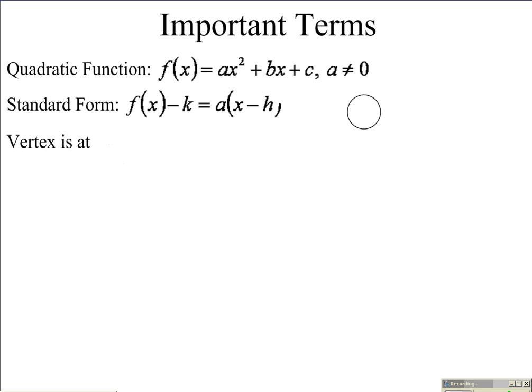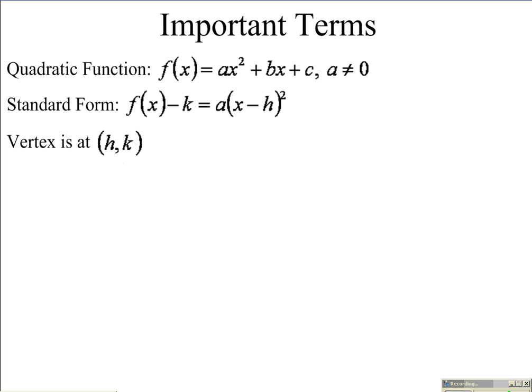Standard form. This is slightly different than what the book is going to talk about. This is the form that I will expect to see on your homework, on your quiz, and on the test. Standard form: f(x) - k = a(x - h)². In that form, the vertex is at the ordered pair (h, k).